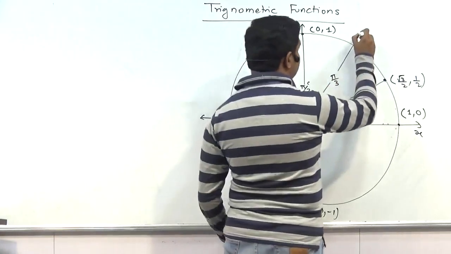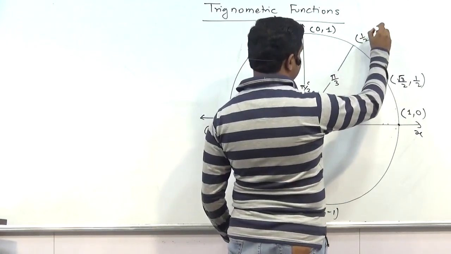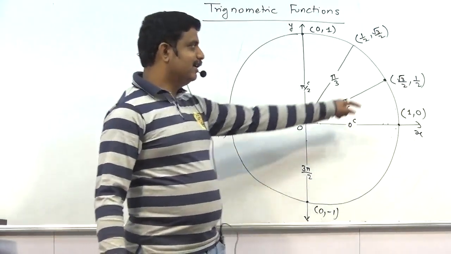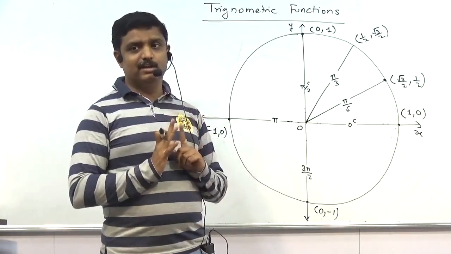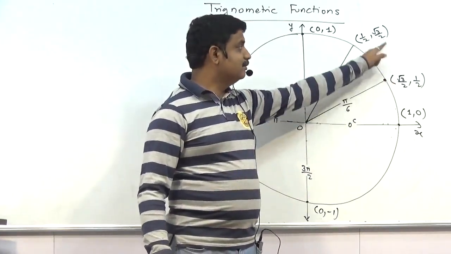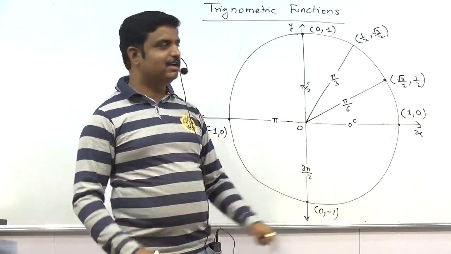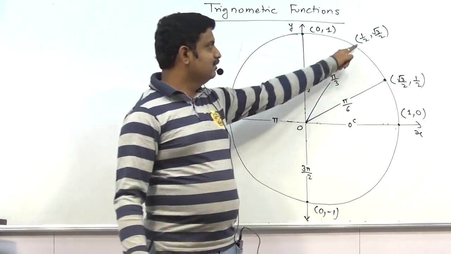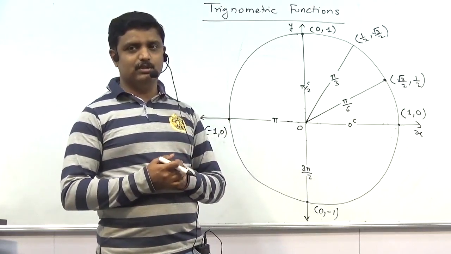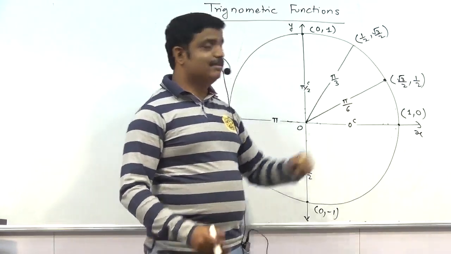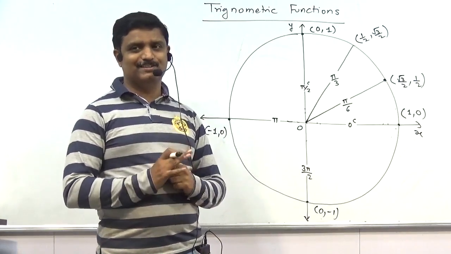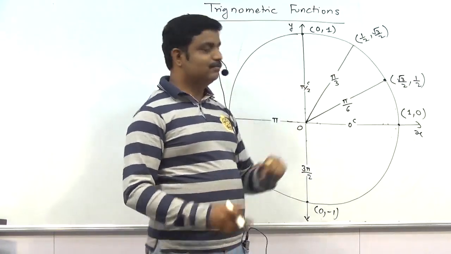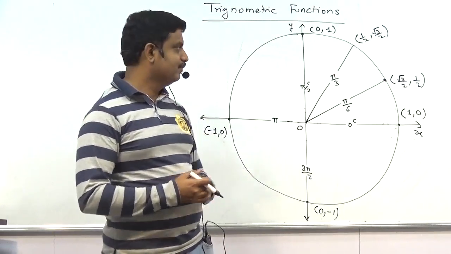Okay. What will be the coordinates? 1 by 2, root 3 by 2. The coordinates for 30 degree and 60 degree get interchanged. So x coordinate becomes y, y becomes x. We can find it out by the earlier method also. Getting it? We're just summarizing the things. So these coordinates will be 1 by 2, root 3 by 2. Sine 30 is the same as cos 60. Sine 30 is 1 by 2. Cos 60 is also 1 by 2. Fine. Okay.